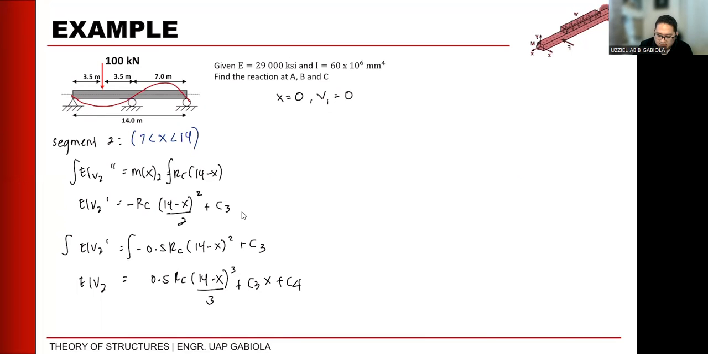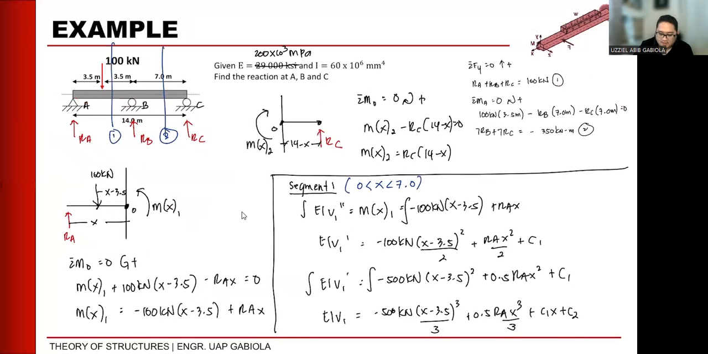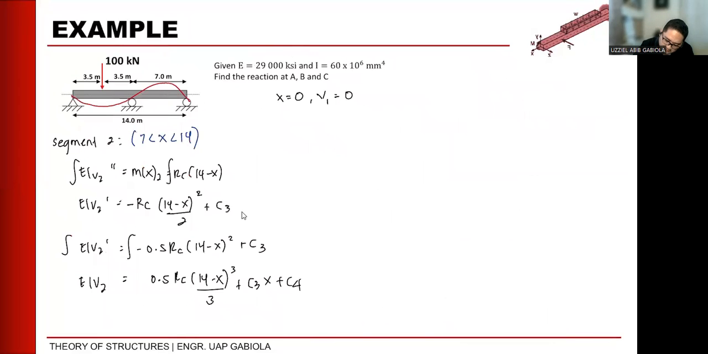So if v1 is equals to 0, let's go back to our deflection equation. When we put 0 here, this will be 0, and everything with x will be 0. That means C2 is equals to 0. So this is our first condition: C2 is equals to 0. This now becomes the third equation for our formula. C2 is equals to 0. Okay?